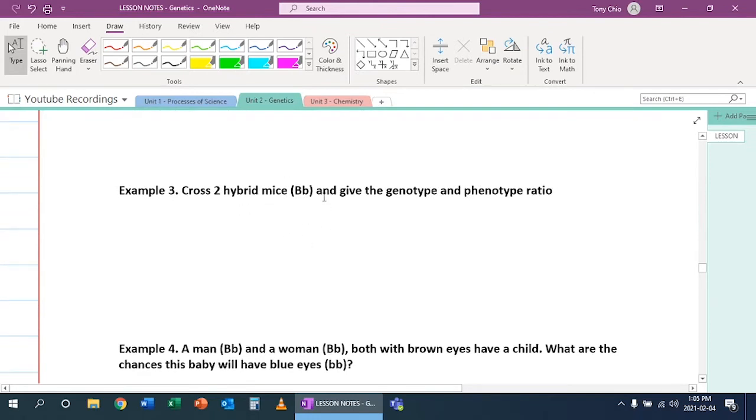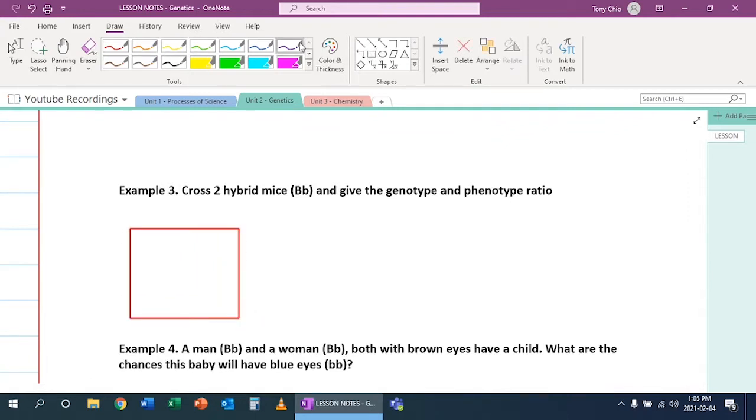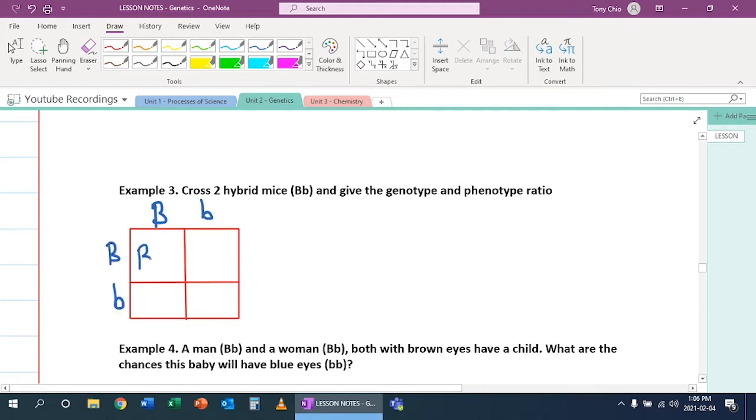You have now two hybrid mice, and they're going to cross. Okay, so again, let's create our Punnett square. Okay, so there's our Punnett square. Let's create our boxes so we could do this. And there's our boxes. Okay, so we're going to have two parents that are both heterozygous. So when we create and put these in, we have two capital B's here, a capital B and a lowercase b, a capital B and a lowercase b, and two lowercase b's.